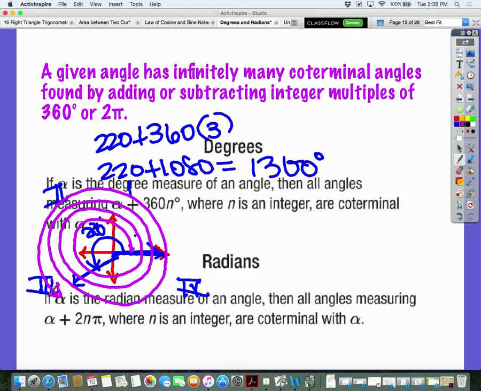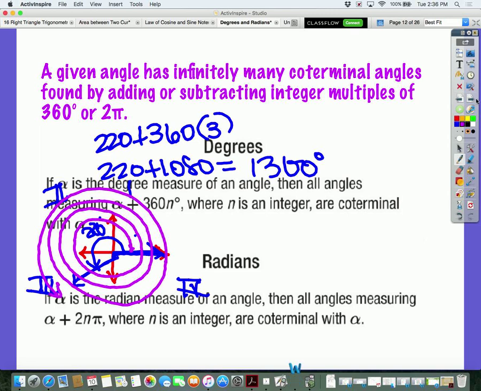Well, it doesn't matter what n is. It could be any multiple. So n could be any integer, positive or negative. I had somebody give me 1, so they gave me 3. That's why I went around as many times as I did. I went around 3 full revolutions, and then I ended at 220 degrees. Other questions? And it also works for radians. You guys good?